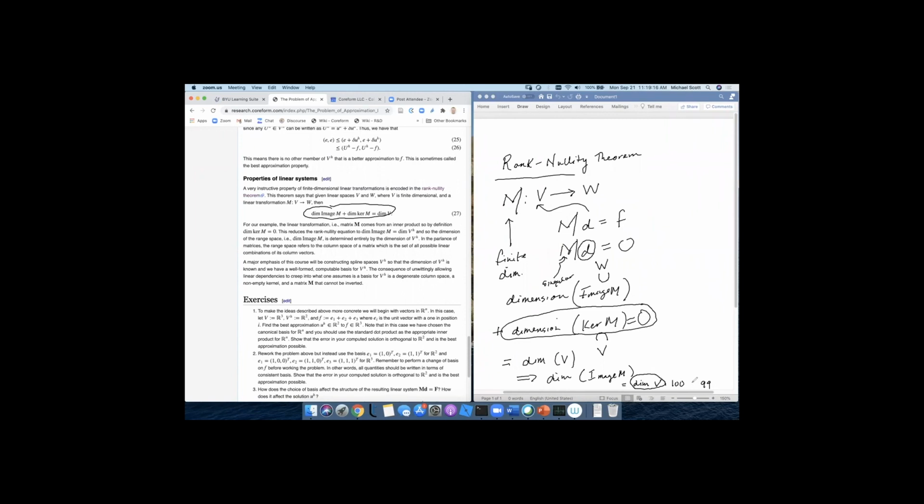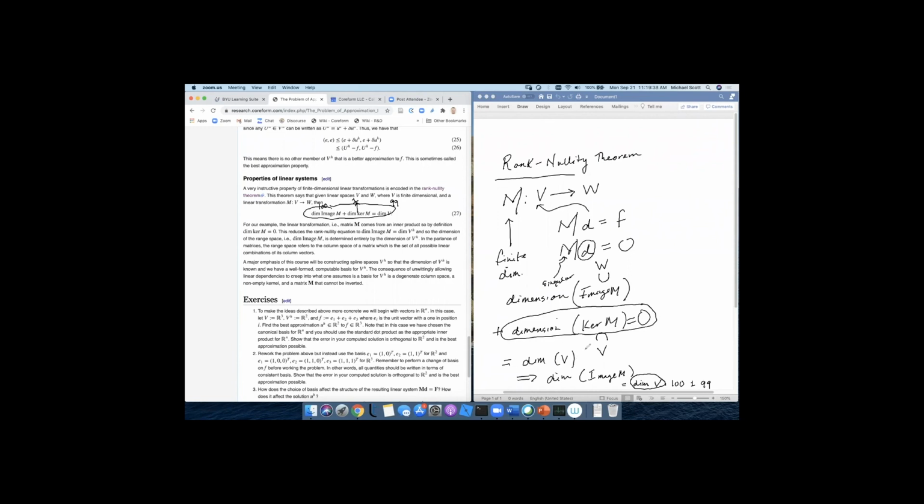So you're off by 1. If you look at the rank-nullity theorem, you thought this was 100, but it's actually 99. The image is 100. So what does that imply? The null space is non-trivial. Yeah, you're going to be singular.